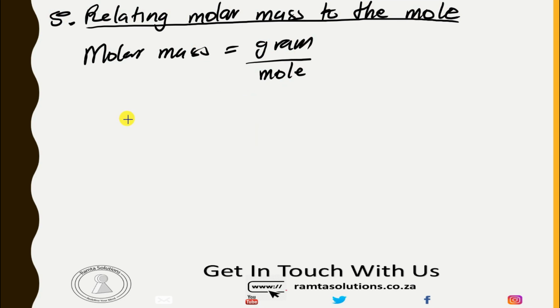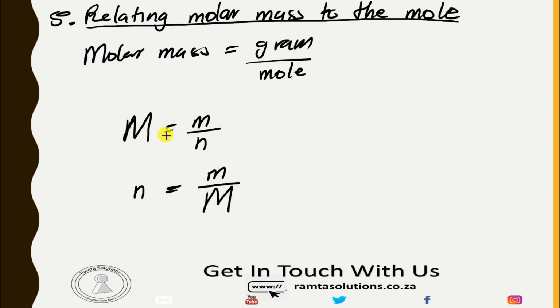We said molar mass is represented with capital letter M. We know mass is represented with small letter m, and mole is represented with n. So normally this is what you find a lot, n equals m over M. As you can see, it's cross multiplication. This is the formula that you are going to use.